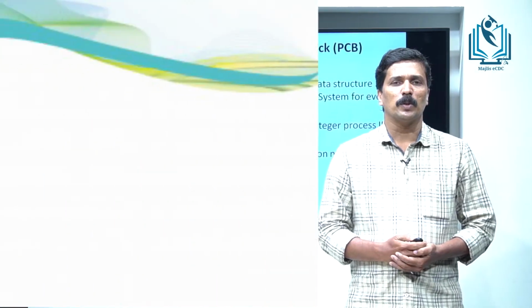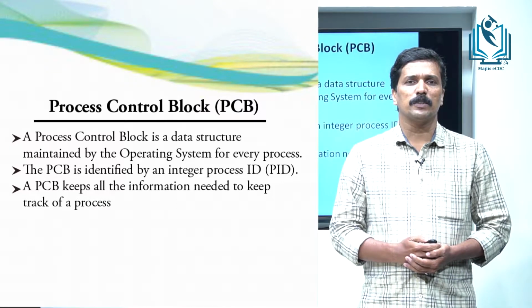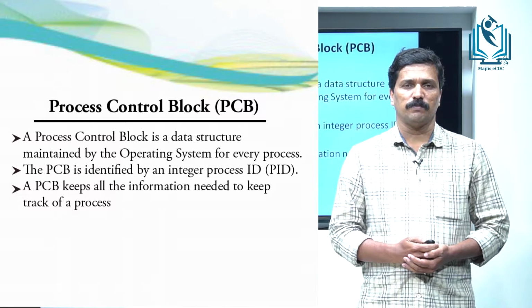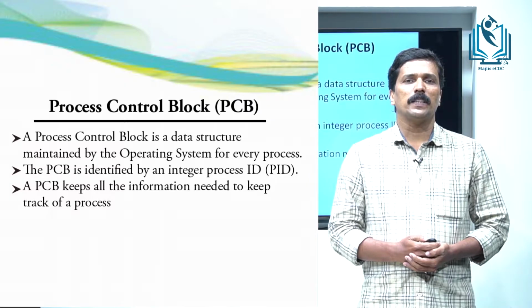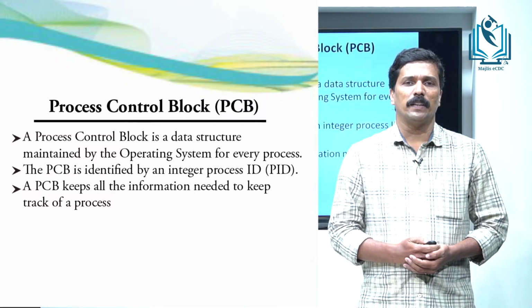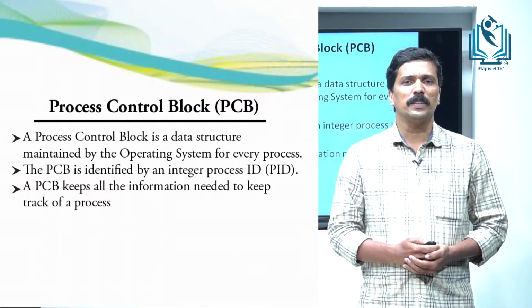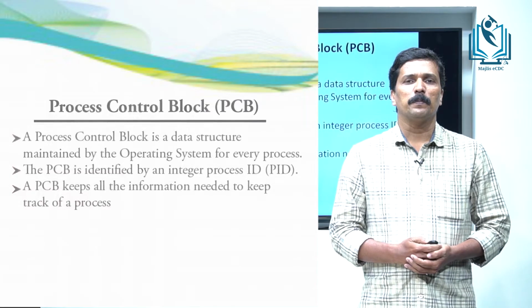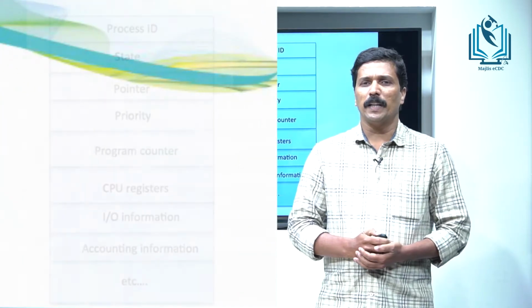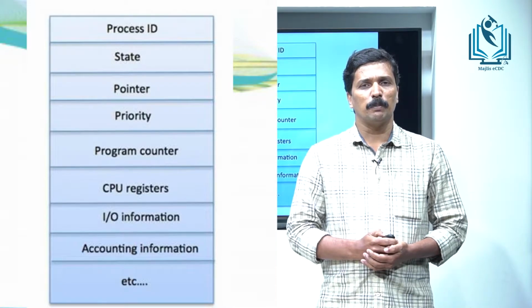The next topic is process control block. It is a data structure. This data structure is maintained by the OS for every process. The PCB is identified with an integer value. It is known as process ID or PID. The PCB contains information related to a process. The OS uses this information to keep track of the process. The PCB contains the values process ID, state, priority, CPU registers, pointers, etc.